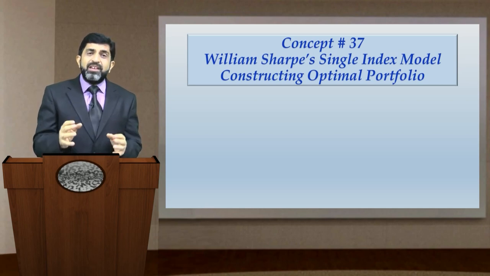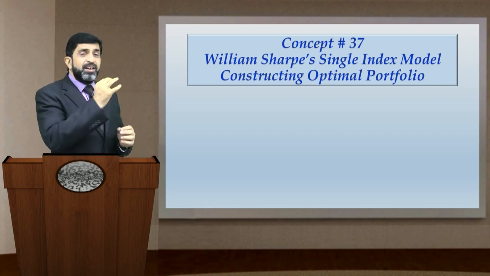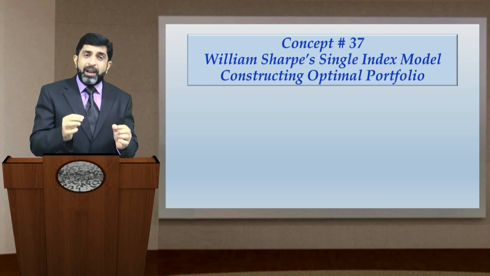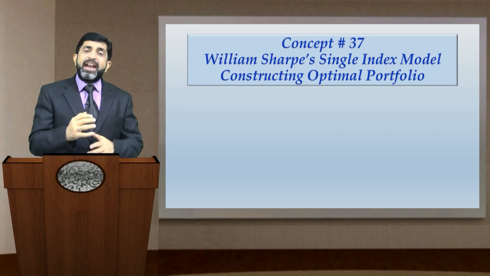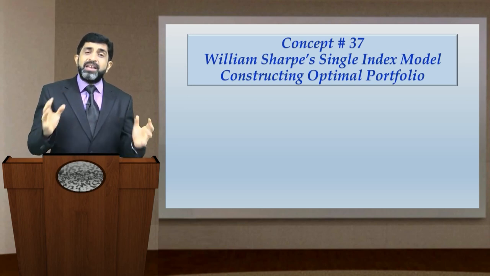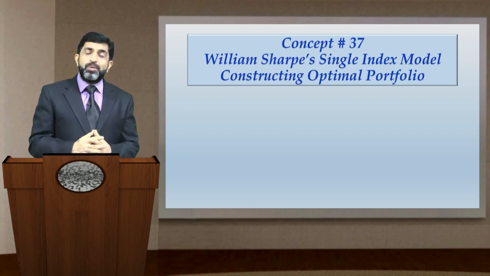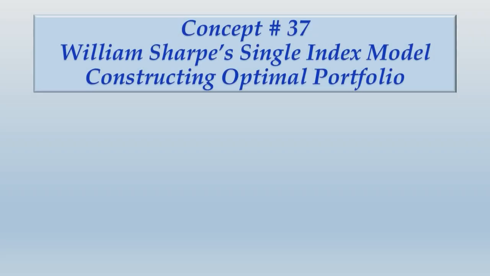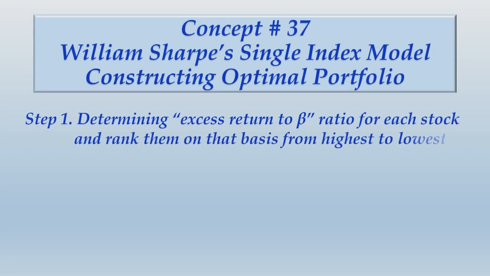So let us do one thing. Let us first jot down all the steps that we are going to apply in this construction of optimal portfolio, and then let us take up a comprehensive question to understand the whole matter. So the first step in the process will be determining excess return to beta ratio for each stock and rank them on that basis from highest to lowest.